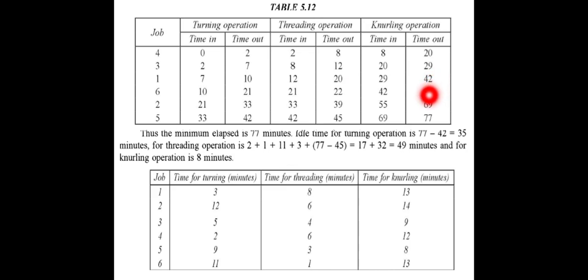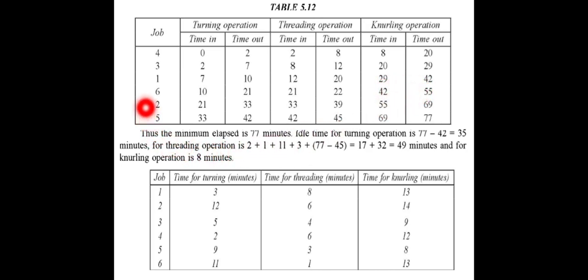So the next job is 1. The time taken is 3. So 7 plus 3 will be 10. For threading it will take 8 minutes. So now we compare 10 and 12. 12 is maximum, so I am taking here time in. 12 plus 8 will be 20. So here it is taken 13 minutes. So 29 and 20 is compared. 29 is maximum, so I have written here. So 29 plus 13 I will get 42.